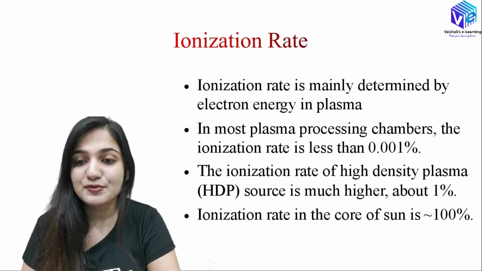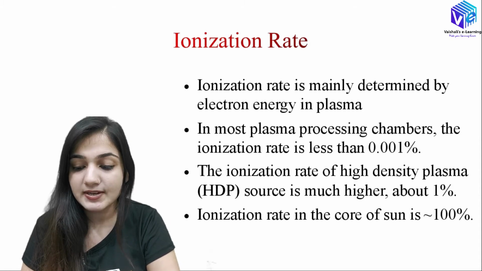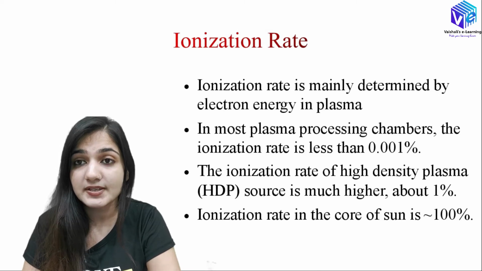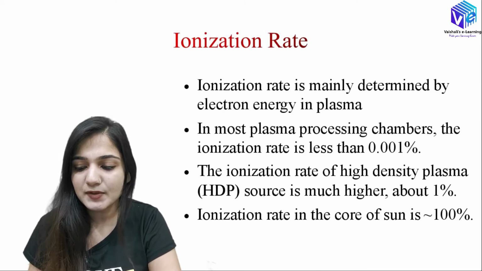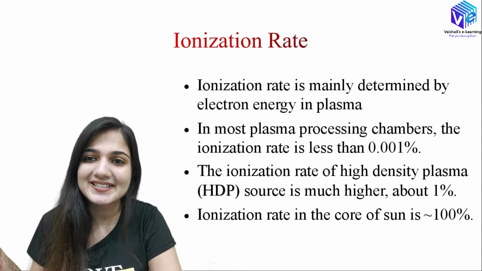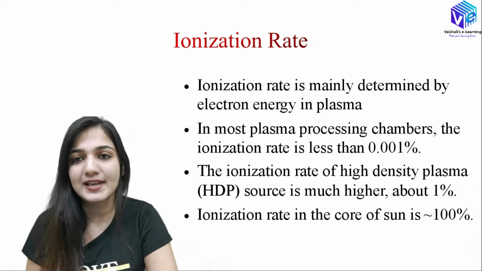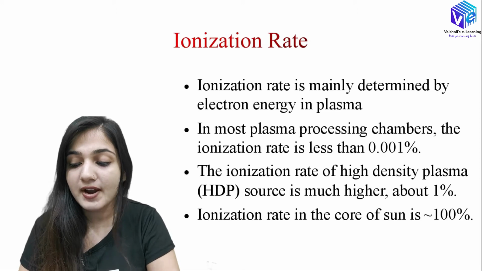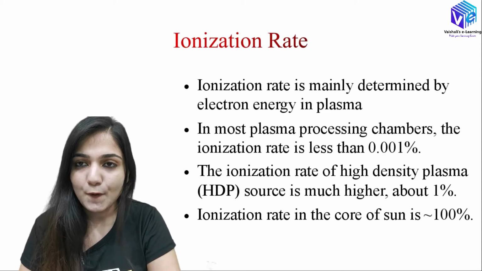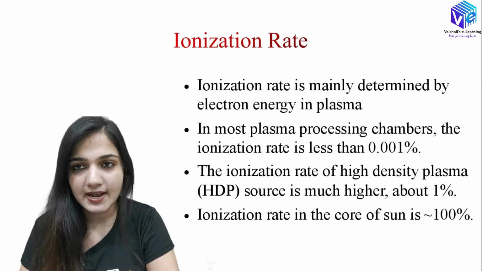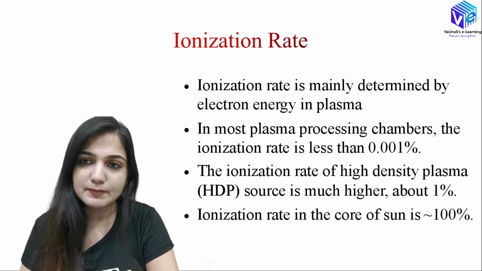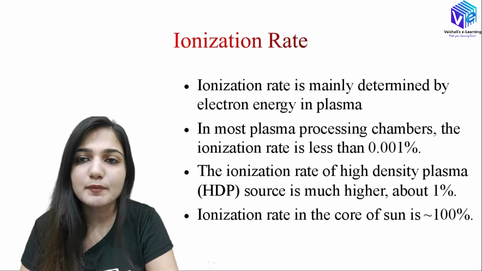Okay, so if I am using plasma processing chambers, the ionization rate is lesser than 0.001 percent. If I compare it with the sun's ionization rate, it is 100%. Let's understand how less it is. For high density plasma, the ionization rate should be high, but it goes up to 1% only. Okay, it is not much high.